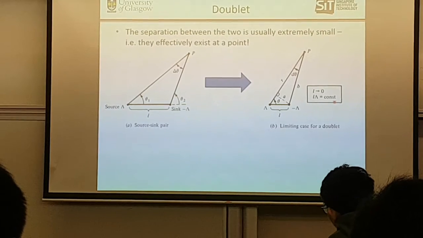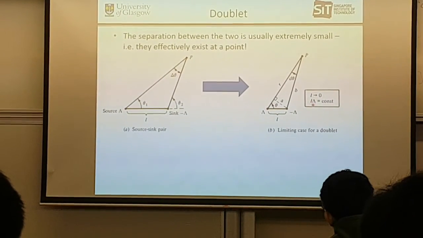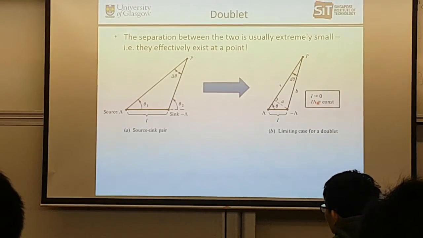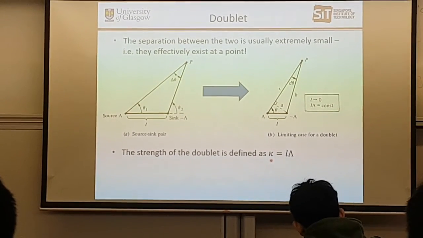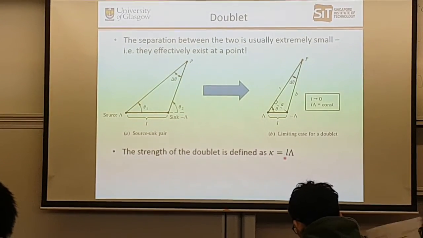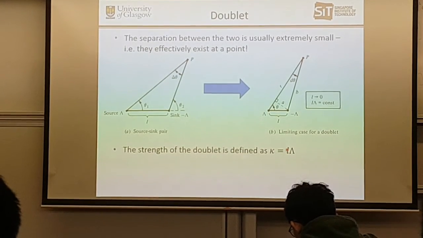For a doublet, instead of writing this inverted triangle to define the strength of the doublet, we use kappa. So kappa is L times the inverted triangle here.